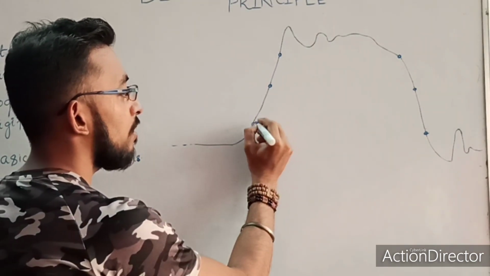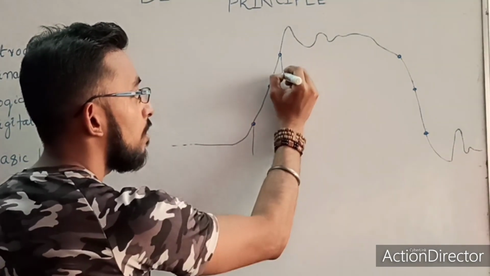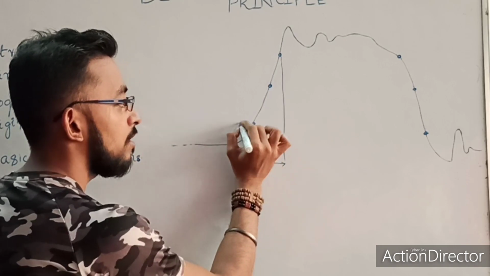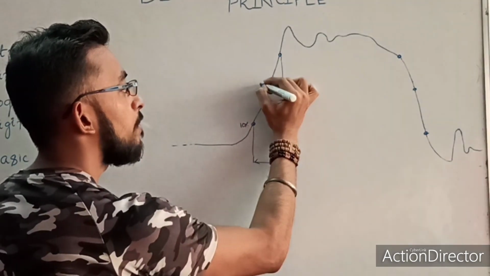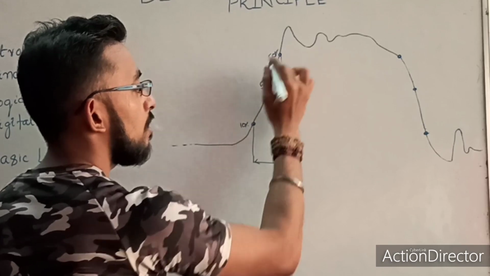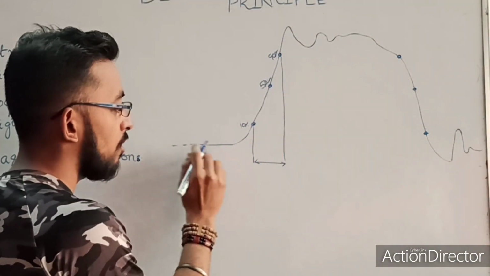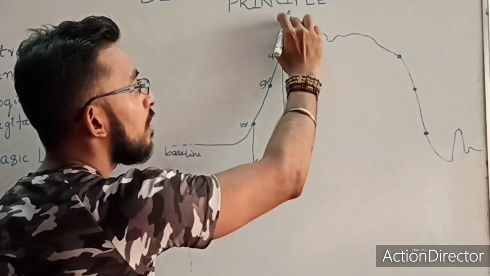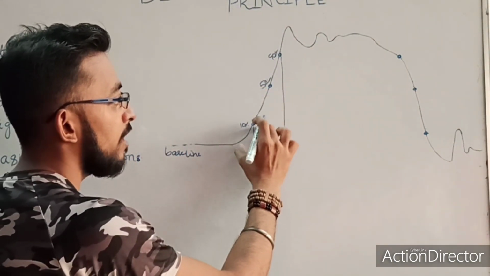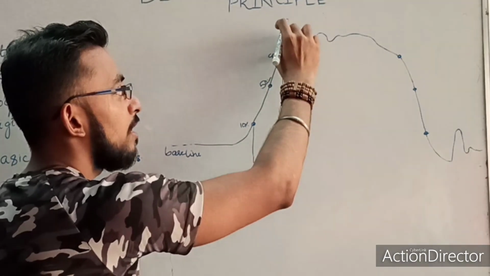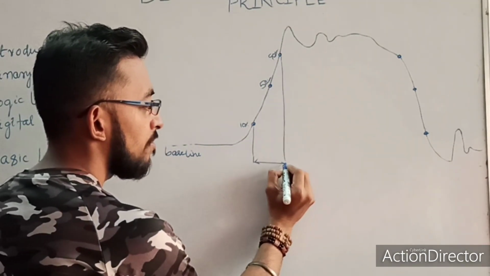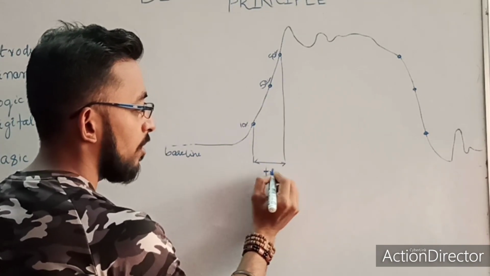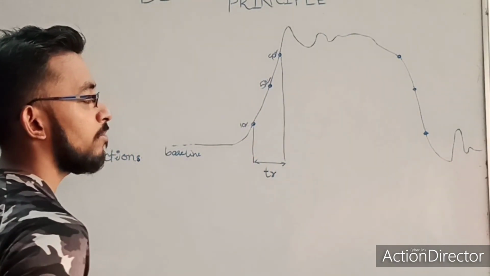But for the practical case, the rise time lies between 10% of my waveform to 90% of my waveform. This is 10%. This is 50%. This is 90%. If you start from here, this is 0, the baseline. From here to here, if this is 100%, then this is 10, this is 50, this is 90, and this is 90 to 100. This is my rise time, which lies between 10% of the signal and 90% of the signal.